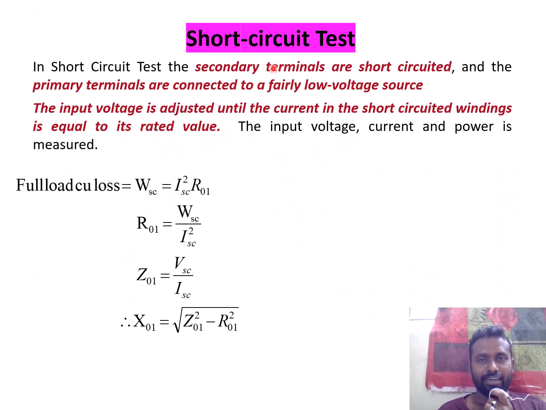In this short circuit test, the secondary terminals are shorted, that is the LV winding, and the primary terminals are connected to a fairly low voltage source. The input voltage is adjusted until the current in the short circuit winding is equal to its rated value. The input voltage, current and power are measured. WSC is equal to ISC square into R01. ISC is the ammeter reading and WSC is the wattmeter reading. From this you can find R01 equals WSC by ISC square. And Z01 is equal to VSC by ISC, voltmeter reading by ammeter reading, that you get from the SC test. And therefore you can find X01, that is the square root of Z01 squared minus R01 squared.